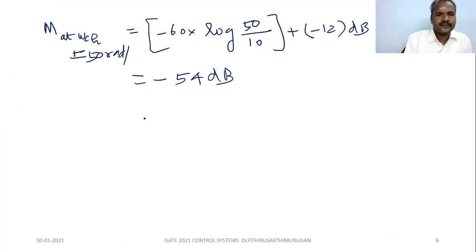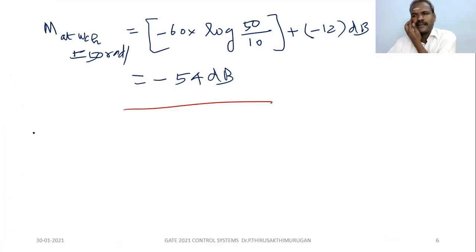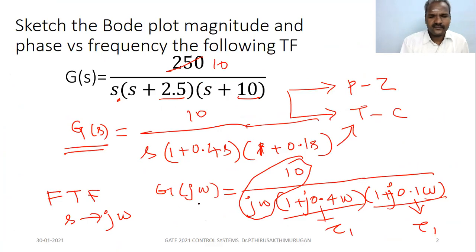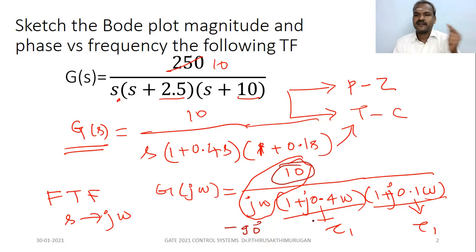Next, we continue with the phase plot. So how to calculate the phase plot? From this transfer function, what is the phase angle? The numerator is a constant, so 0. There is one integrator in the denominator, which contributes minus 90 degree. So what is the phase angle for this? It is tan inverse of imaginary by real, and since it is in the denominator, it is minus.